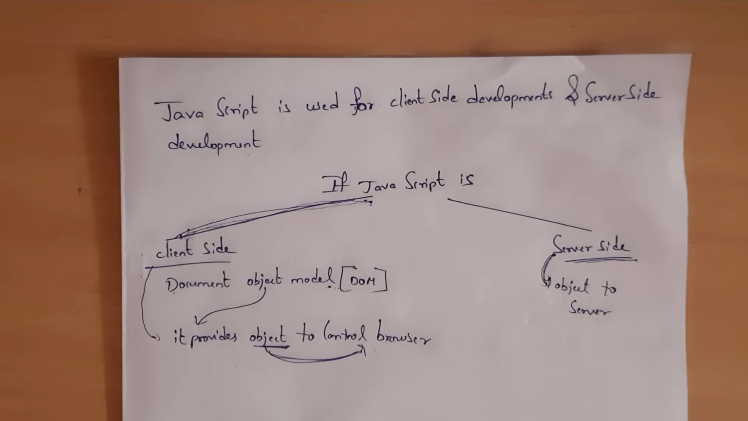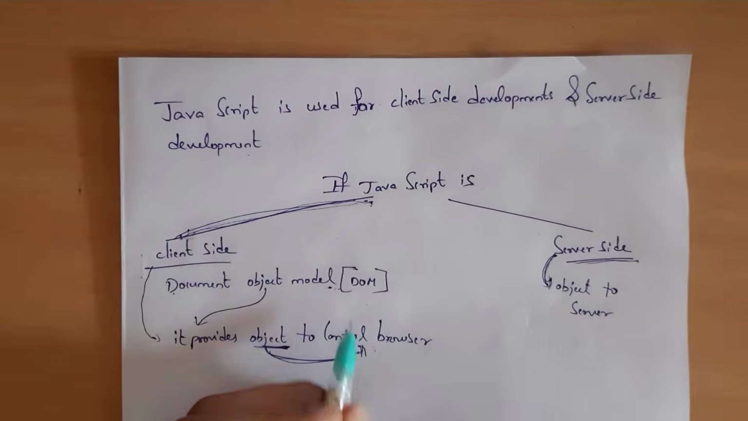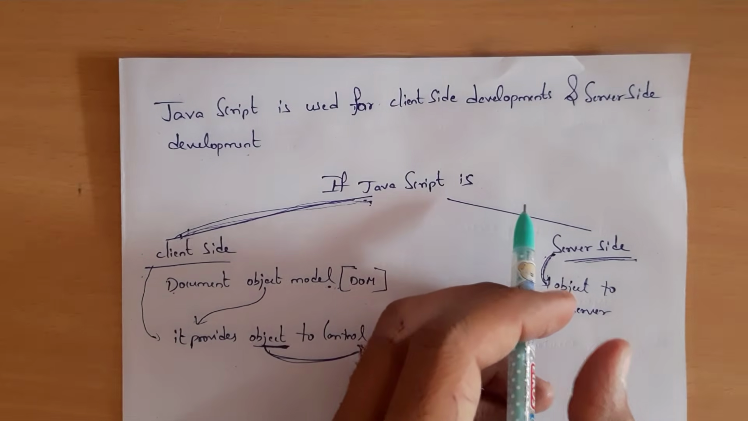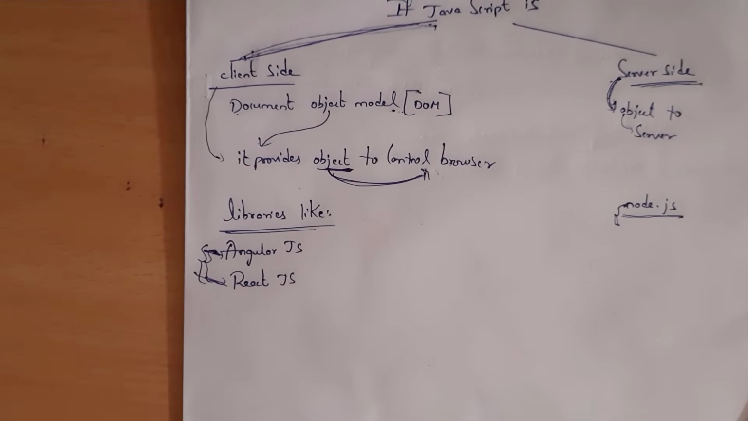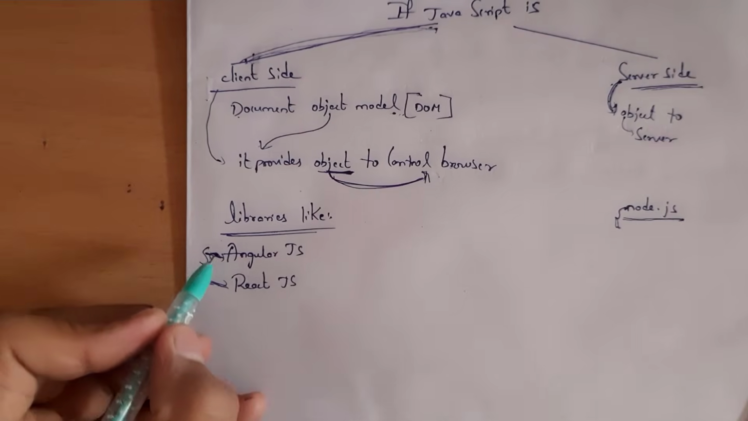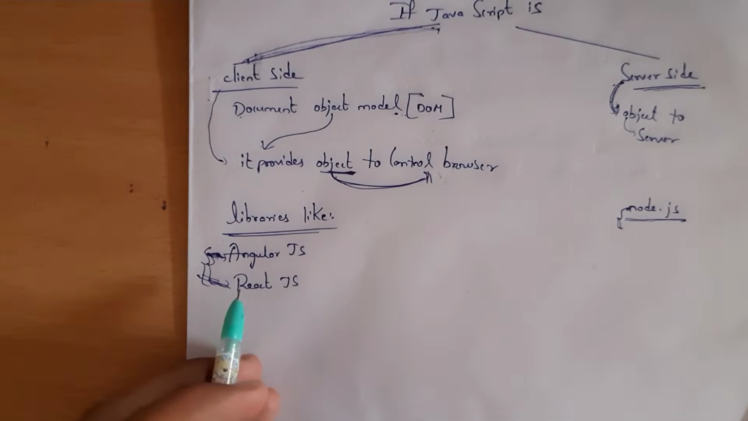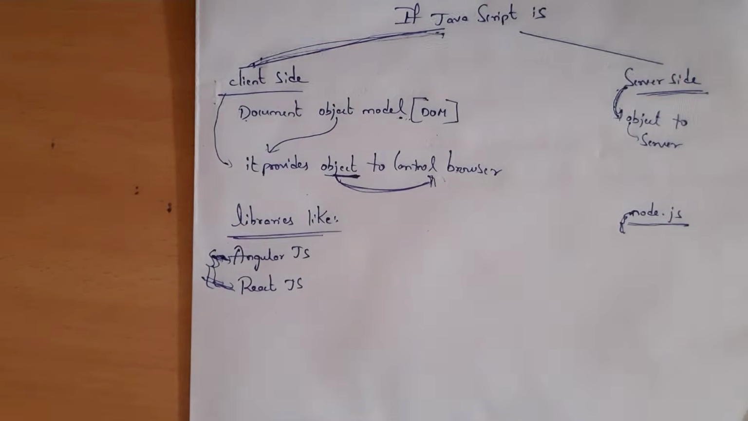The only difference is, on the client side JavaScript provides objects to the browser. The browser is nothing but the client. Whereas on the server side, it provides objects to the server. There are so many libraries that we use on the client side. Among them, AngularJS and ReactJS are commonly used libraries. Whereas on the server side, Node.js is a commonly used library.